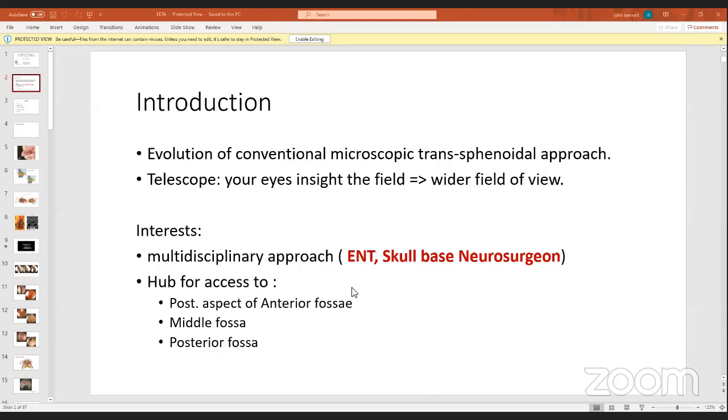So for me, this is how I see this approach. Going through the sphenoid bone is what we call the transsphenoidal approach. With this approach, you can have access to the anterior skull base, from the anterior fossa, middle fossa, and posterior fossa. It's the kind of hub where you can go through all these regions.